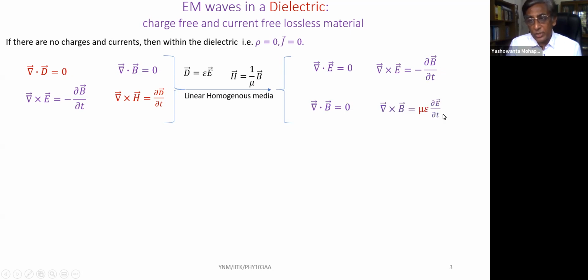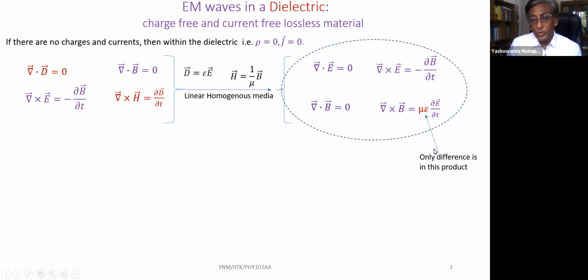What changes is actually in this equation, that is, I replace H by B by mu and D by epsilon E, and hence del cross B is mu epsilon del E by del t. Recall that in vacuum it was only mu naught epsilon naught. So this is the only real change, the only difference from what we had in the vacuum case. And that is simply 1 by c squared, and here it is 1 by v squared.